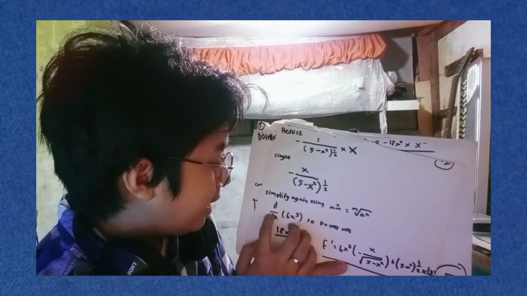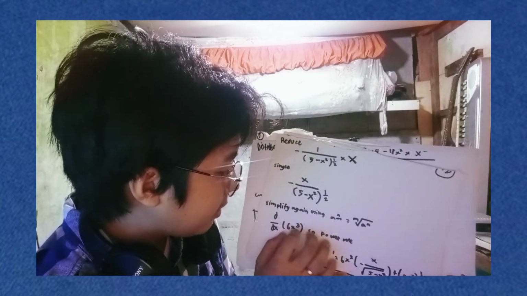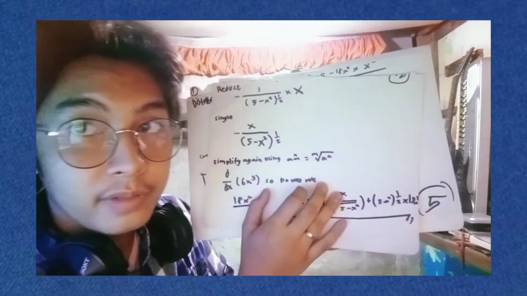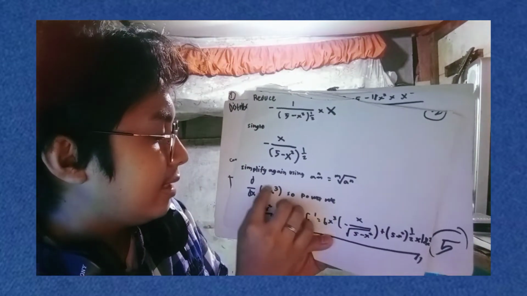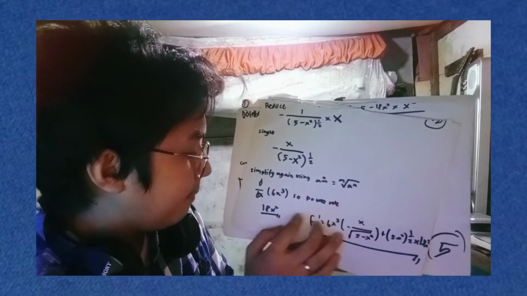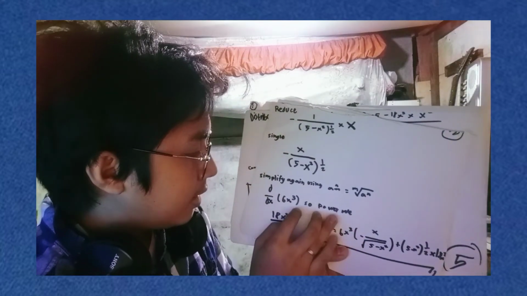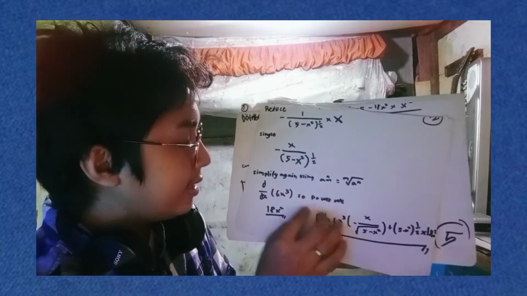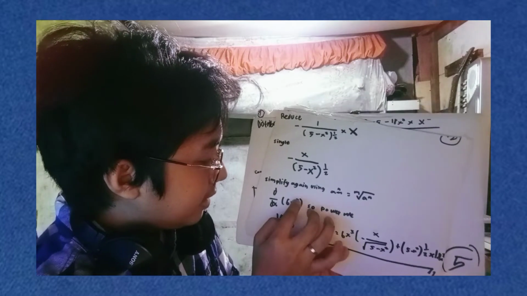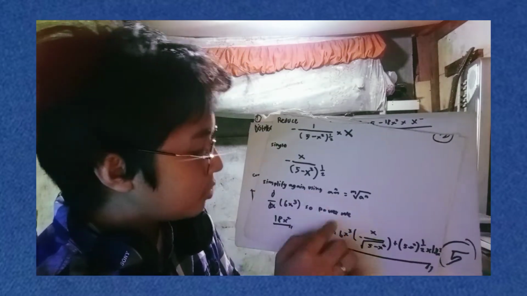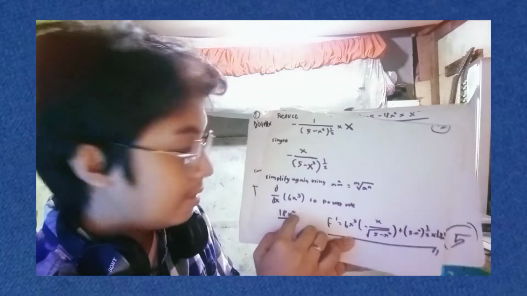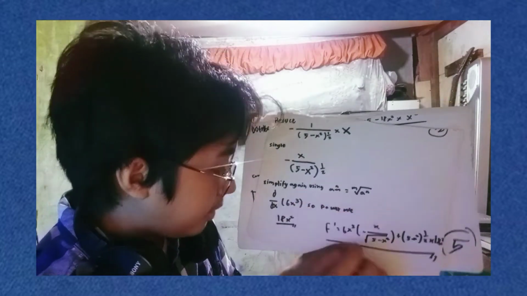Then d over dx. Solve the first part of the given by using the power rule. So 6x cubed will become 18x squared. The n is 3, the coefficient is 6, then 3 times 6 is 18, then 3 minus 1 is 2, so it will become 18x squared.